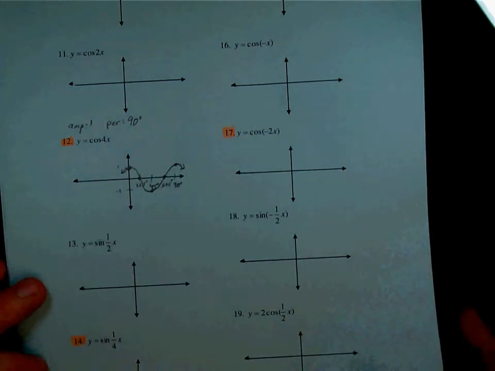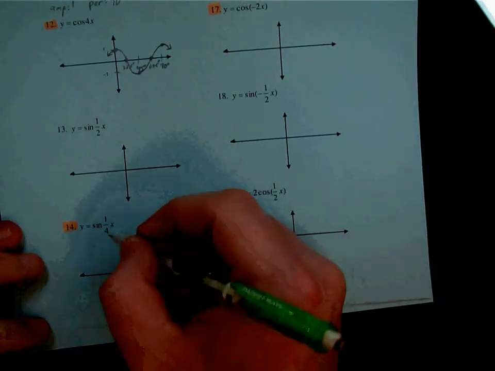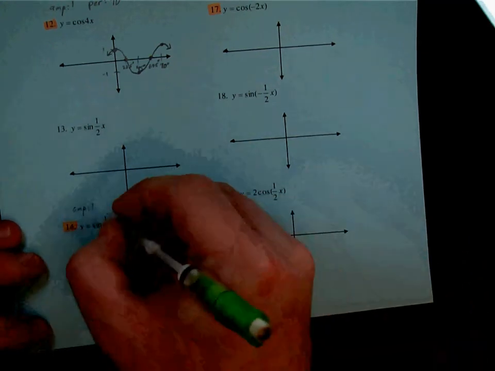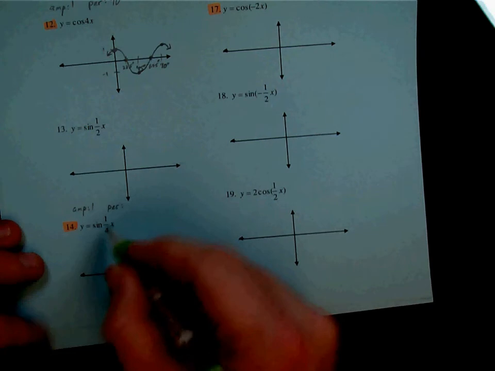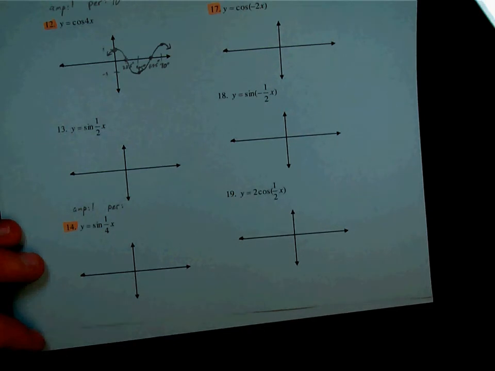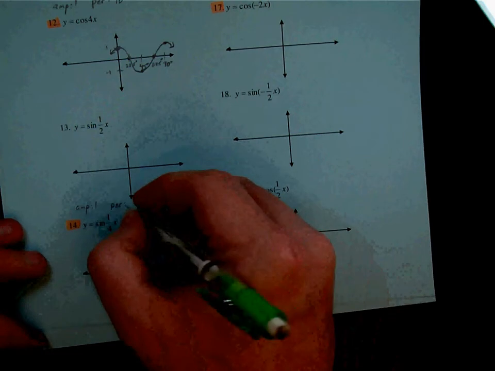And there's the period of that function. Number 14, sine. Okay, amplitude, there's no a value, so the amplitude is 1. The period, I have to take 360 divided by 1/4. I don't like to divide by fractions, so instead I'd multiply by its reciprocal. 360 times 4. So 360 times 2 is 720, and then I got to double that again, that's 1440.